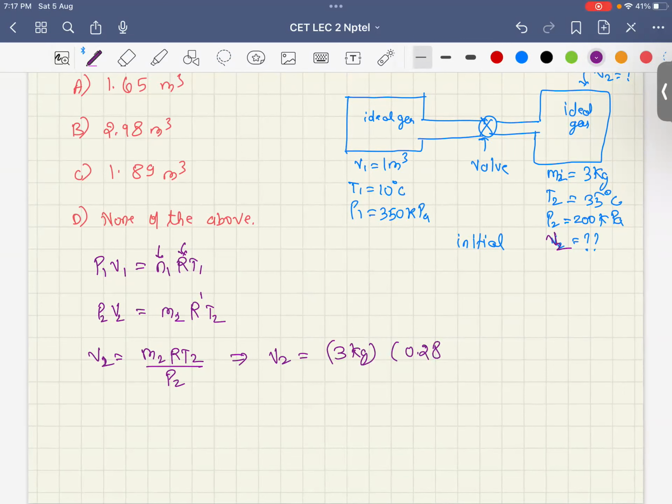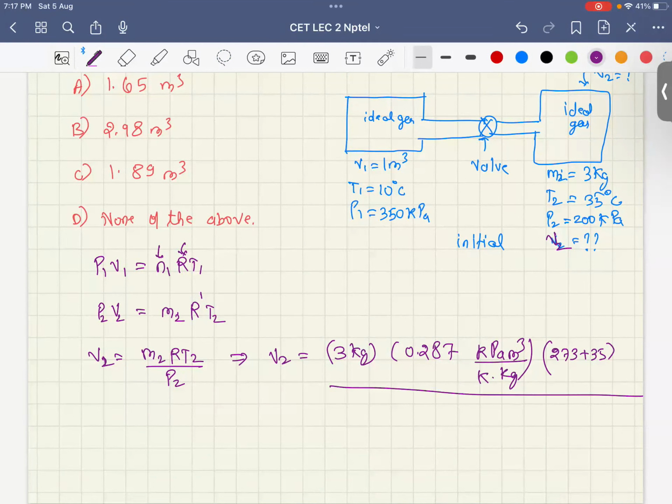multiplied by 0.287 kilopascal meter cube by Kelvin into kg, multiplied by T2, which is nothing but 273 plus 35, divided by 200 kilopascal. Therefore, V2 comes out to be 1.65 meter cube.